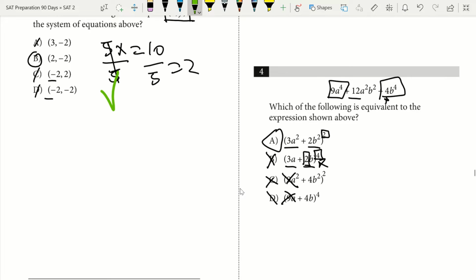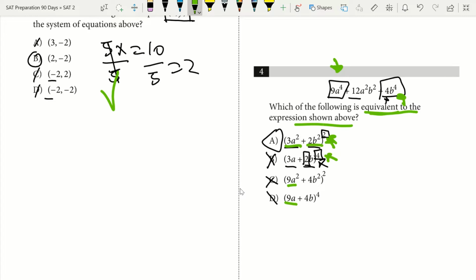4. Which of the following is equivalent to the expression above? All right, so I've got a 9a to the 4th. That means I have to have 3a squared, with that squared right there. That works. I've got 2b squared, which matches up to that 4b squared since this is squared. As far as the other options, I see that options C and D have 9a squared. Those are going to be wrong.